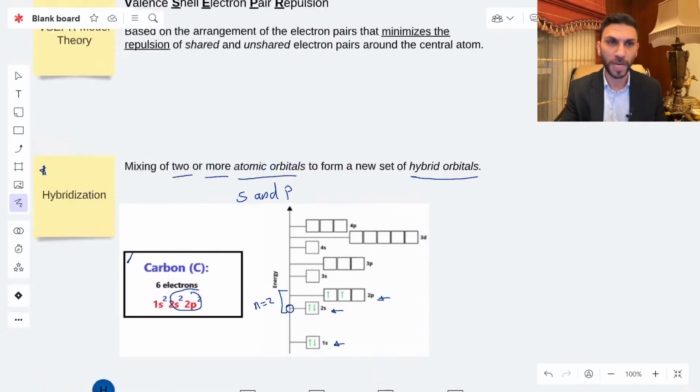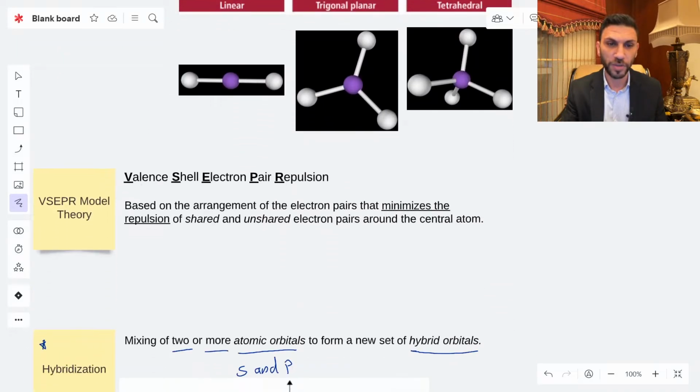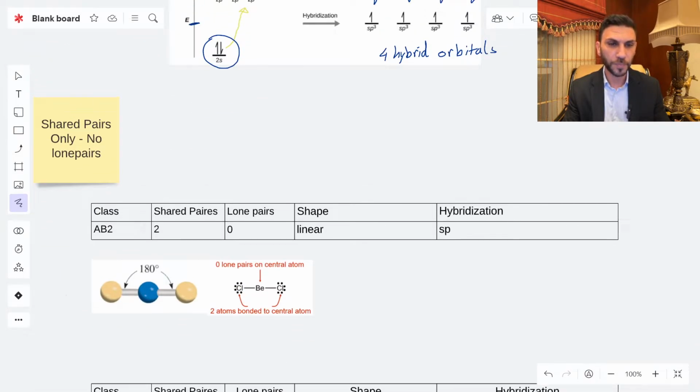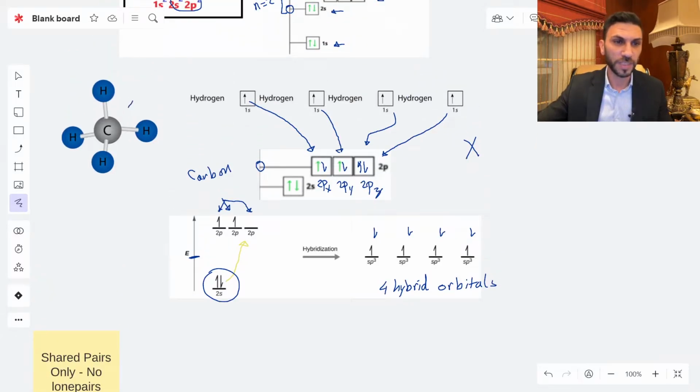Let's now go back to the VSEPR model theory. The VSEPR model theory is based on the arrangement of the electron pairs that minimizes the repulsion of shared and unshared pairs of the central atom. So we need to focus on the number of shared pairs and the number of lone pairs in the central atom. For example, from now on we're going to give the central atom, for example this is C, the central atom, the letter A.